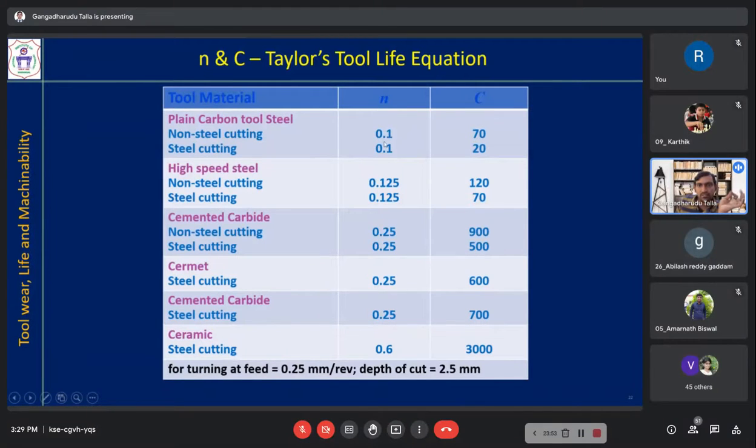And for plain carbon steel, these are the values. Steel cutting: when you are cutting steel, or if you are cutting non-steel, what is the value? Similarly HSS, steel, non-steel. Steels are very widely used materials, so steel is given. Many of these tool materials also contain carbon, so that's why steels are specially given: cemented carbides for steels, ceramic for steels, etc.